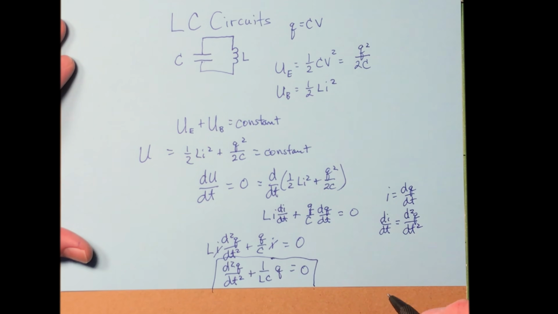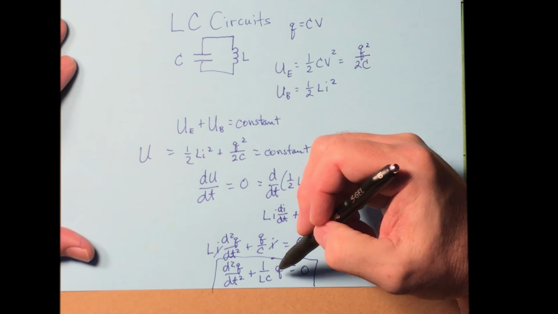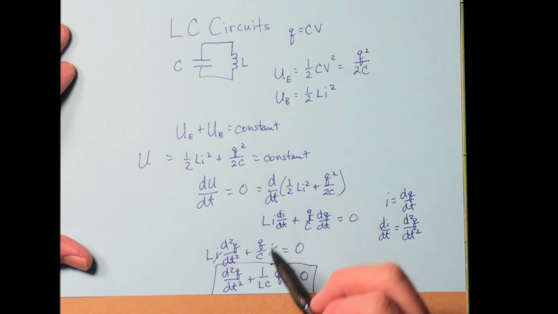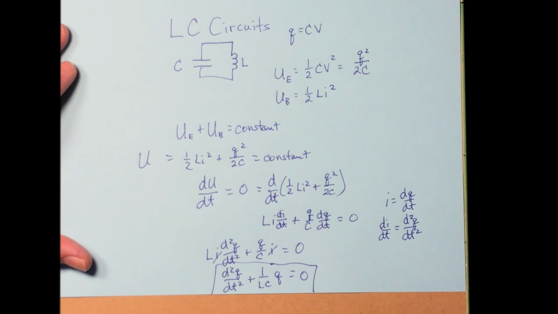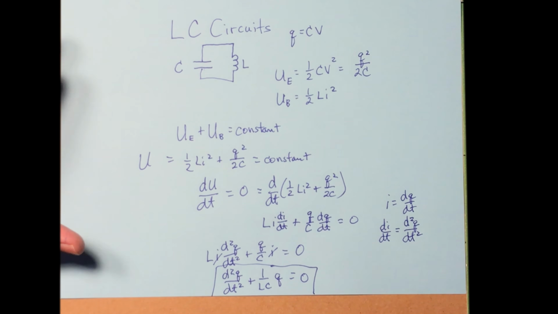There. So we have a solution to this equation. Or I should say, if we can find a solution to this equation, then that is what the charge on the capacitor is going to be. Now, looking at this, this is a different kind of differential equation than you've seen before. This is a second order homogeneous differential equation, and it's more complicated to solve.